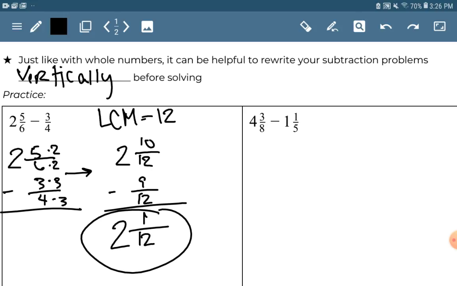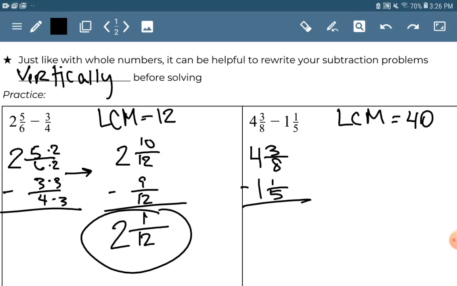For my second problem, I'm going to start off the same way. I'm going to write it vertically, so I'm going to write 4 and 3/8 on the top, minus 1 and 1/5 on the bottom. 8 and 5 are not common denominators, so I need to find one. The least common multiple or least common denominator is going to be 40. That's the one I'm going to be using.